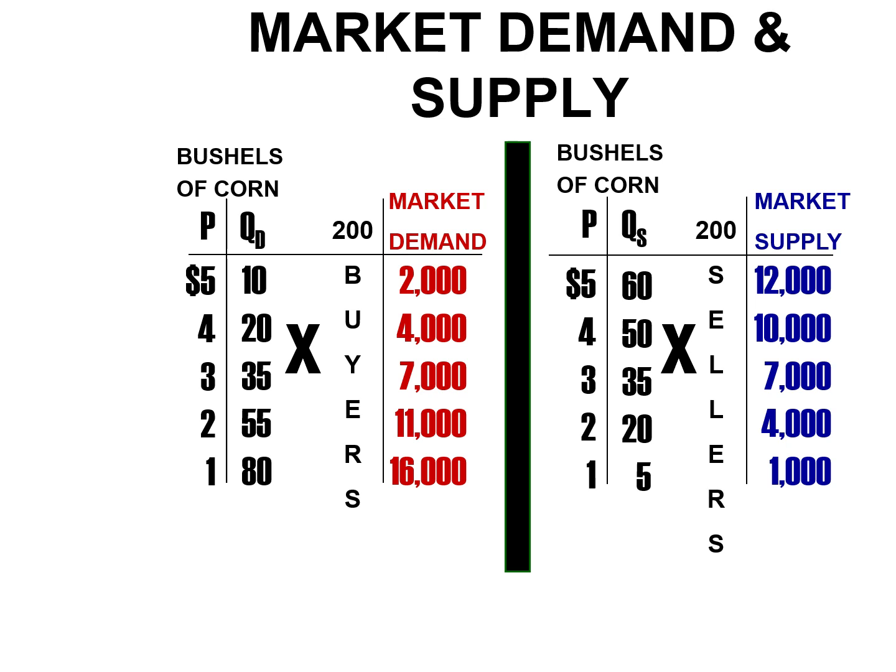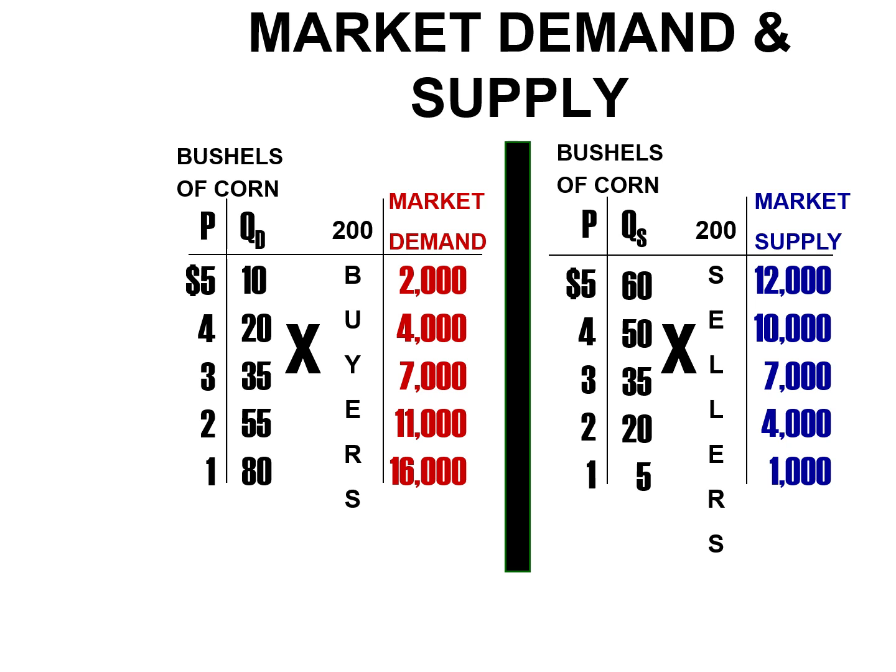So at $4 per bushel, we would have a market surplus of 6,000 bushels of corn, the difference between the 10,000 bushels supplied and the 4,000 bushels demanded. At $2 per bushel, we'd have a market shortage, the difference between the 11,000 bushels demanded and the 4,000 bushels supplied.